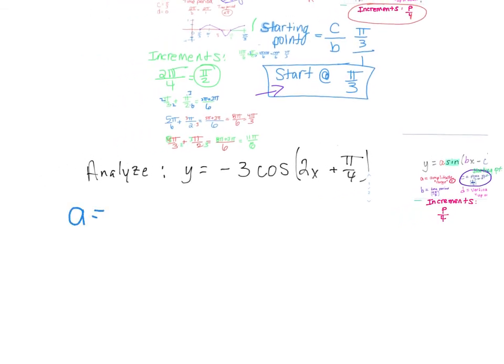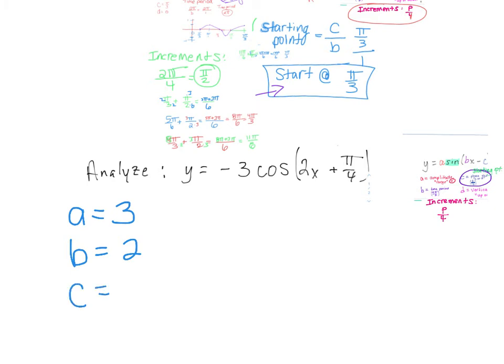My A term, what is my amplitude? What is my amplitude? It's 3. It's always the absolute value because that negative has nothing to do with the value of your range. It's telling you that it's a reflection. So B. B is that number that is in front of X. What is my B? 2.